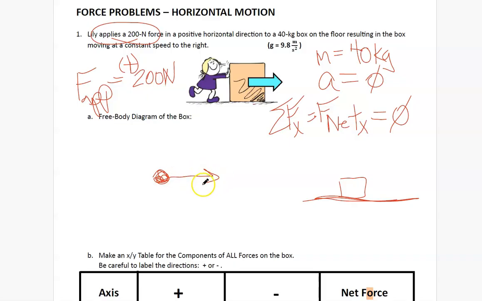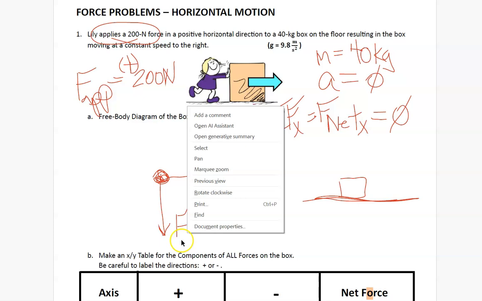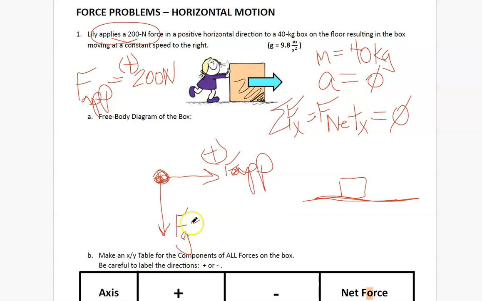Well, we know there's an applied force. We're told that right away. There's an applied force, and it's to the right. So we know that's in the positive direction. We'll make a little note that it's positive. We also know the box has mass, and therefore, since it's on Earth, it has weight. So we have a weight force. We absolutely know that. And we know that weight force is equal to m times g, which we could calculate immediately, but we'll wait a second here. We'll calculate it soon enough.